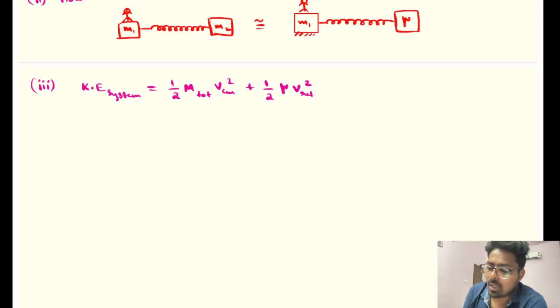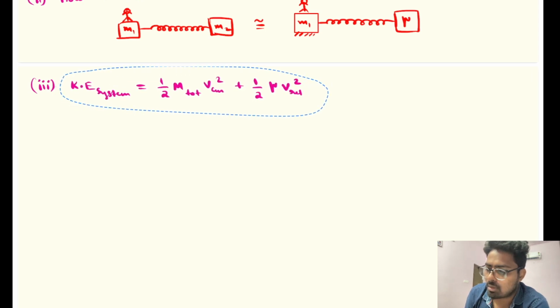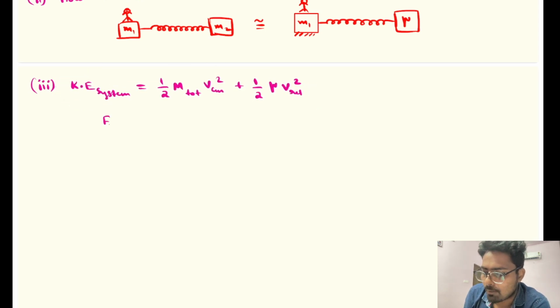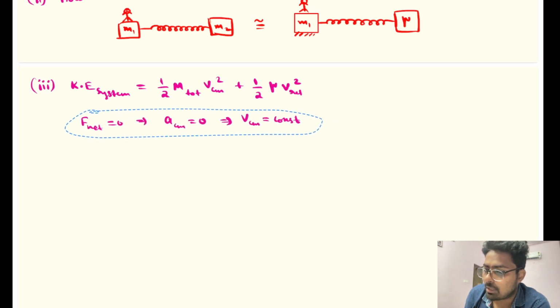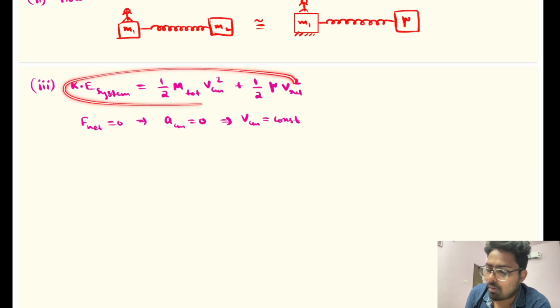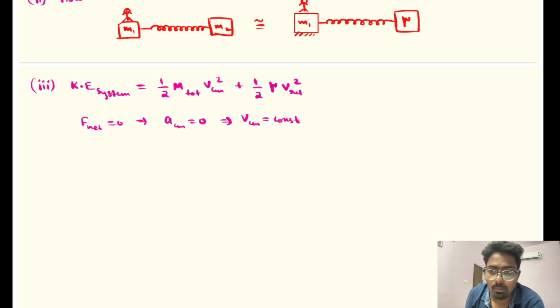So you understood this will be the kinetic energy of the system. Now, as I said, we can use these formulas, these concepts, only when net force is 0. Net force 0 implies what? Acceleration of center of mass is 0. Acceleration of center of mass 0 implies velocity of center of mass will remain constant. That means you need to understand that this formula is always valid.